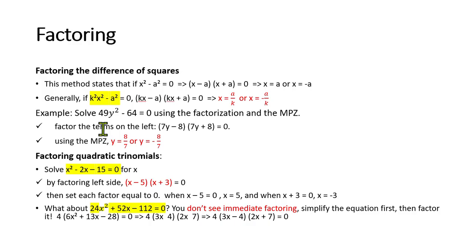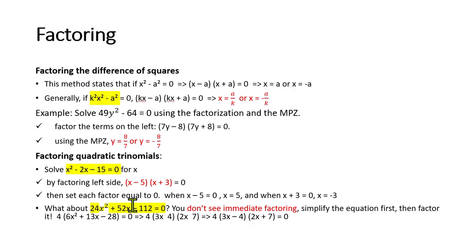So we want to solve 49y squared minus 64 equals 0. Then you can do factoring. 49y squared is the square of 7y. 64 is the square of 8. So (7y minus 8)(7y plus 8). So make 7y minus 8 equals 0, then y equals 8 over 7. And for 7y plus 8 equals 0, then y equals minus 8 over 7.